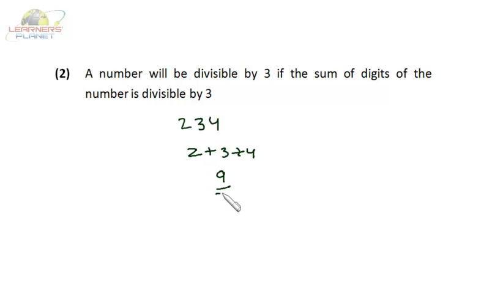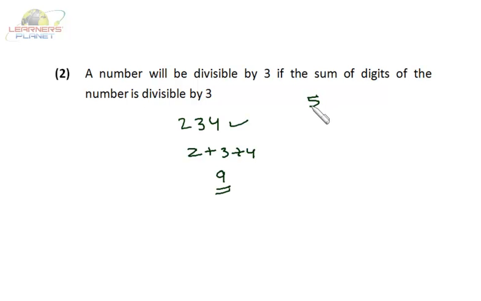Now see whether 9 is divisible by 3 or not. Yes, 9 is divisible by 3 since 3 into 3 is 9. So if 9 is divisible by 3, this number 234 will also be divisible by 3. So without performing actual division, we can come to know whether the given number is divisible by 3 or not. Now let's take one more example.